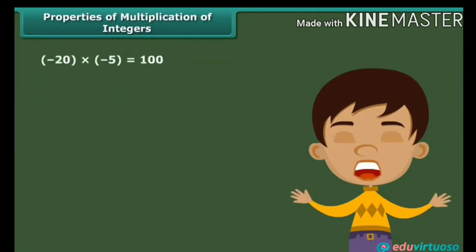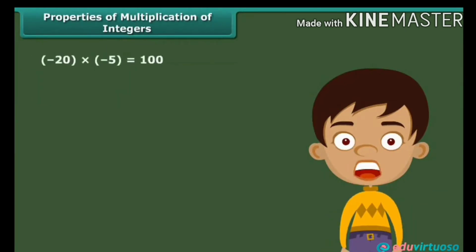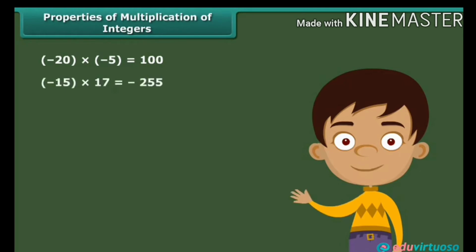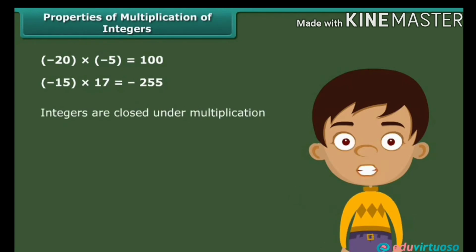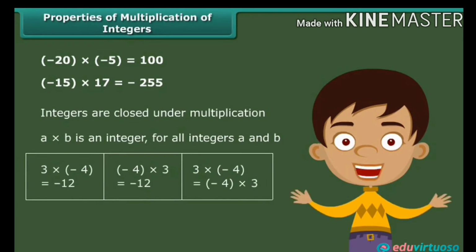For example, -20 × -5 is equal to 100. -15 × 17 is equal to -255. So we can say that integers are closed under multiplication. In general, a × b is an integer for all integers a and b. Now observe this example.